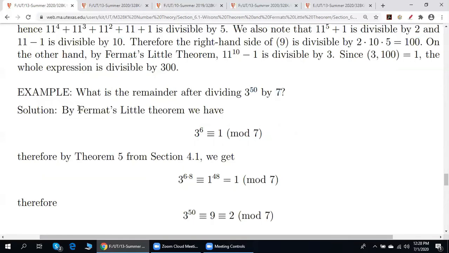Again, we use Fermat's little theorem. Since 7 is a prime number, and since 3 is not divisible by 7, by Fermat's little theorem, 3 to the power p minus 1, which is 6, is congruent to 1 modulo 7. Here's what we do next. Let us raise both sides to 8th power.